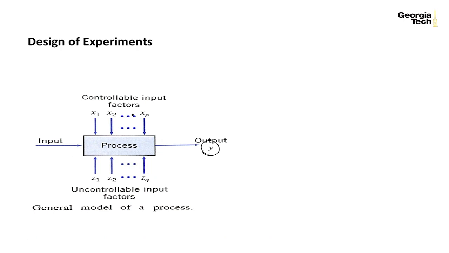We also have a set of factors, or root causes, which are not controllable. They could be influential, but we cannot control them. For example, in some cases, environmental conditions like humidity cannot be controlled. So we denote those by Z variables.